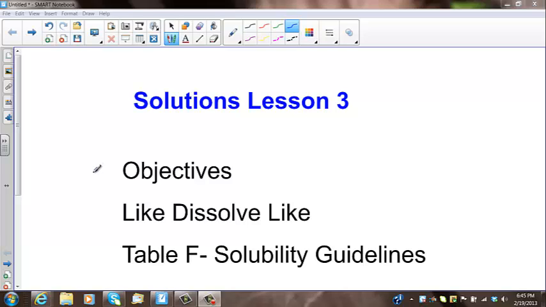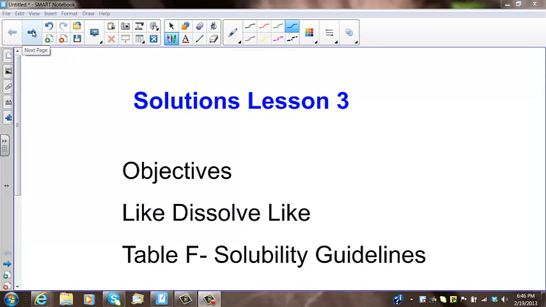Okay, so this is Solutions Lesson 3. Short lesson tonight. We're going to talk about like dissolves like, why certain things will dissolve in certain solvents but not others. And we're going to take a look at Table F, our solubility guidelines.